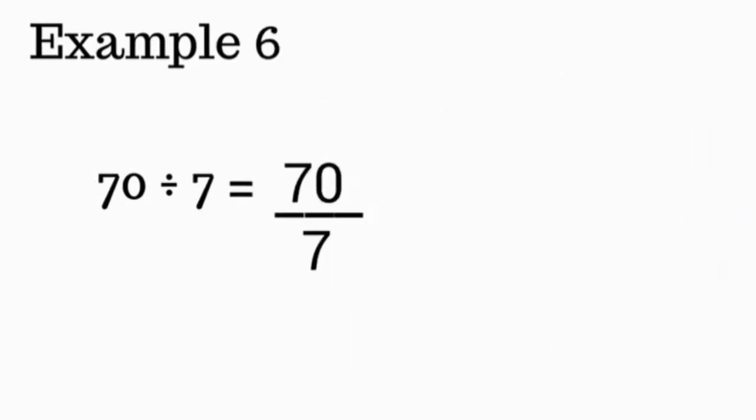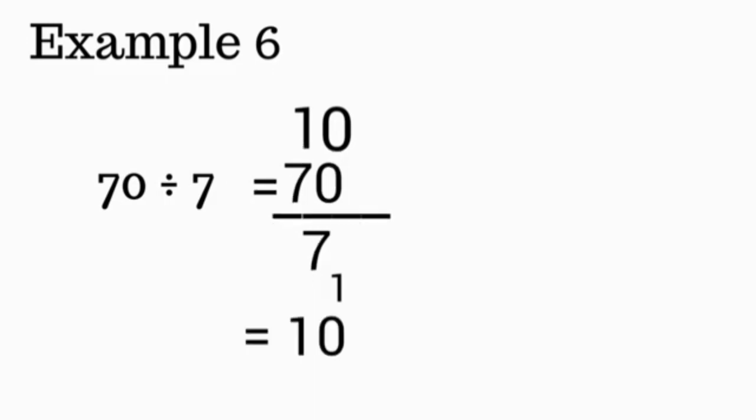Example number 6. 70 divided by 7. So we will simply write this as 70 over 7. And then we cancel. 7 into 7 is 1. 7 into 7 up here is 1. 7 into 0 is 0. The answer is 10.